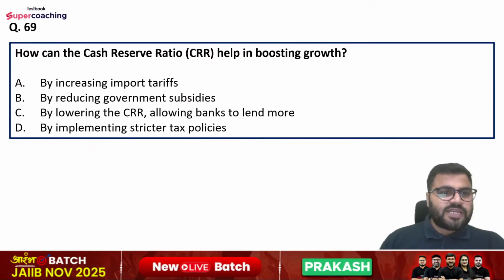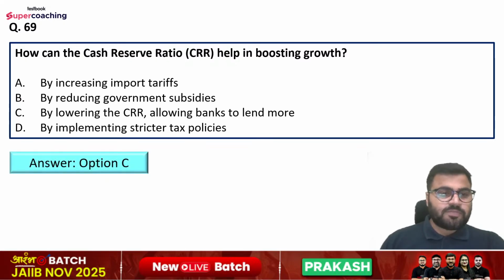Question number 69. How can the CRR help in boosting growth? Options are by increasing import tariffs, by reducing government subsidies, by lowering the CRR, allowing banks to lend more, by implementing stricter tax policies. So right answer is option number C.